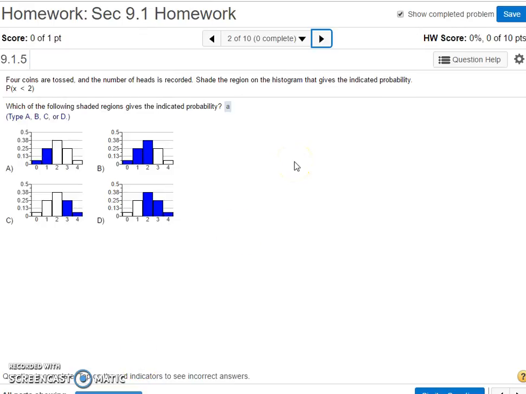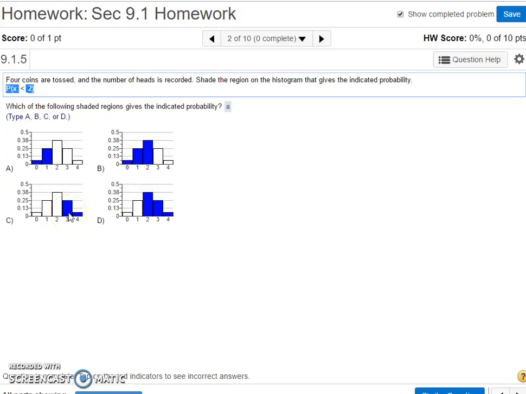So chapter 9 homework, we're going to get into some probability. When you look at this, what this question is asking for is the probability that x is less than 2. So the answer that they're looking for here is A, because 0 and 1 are both less than 2. Note that if you were looking at B, this is less than or equal to 2, because 2 is included.